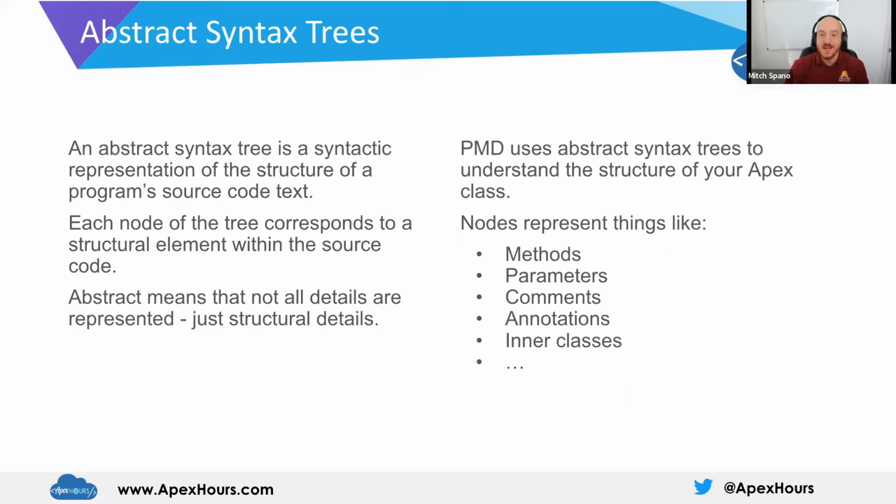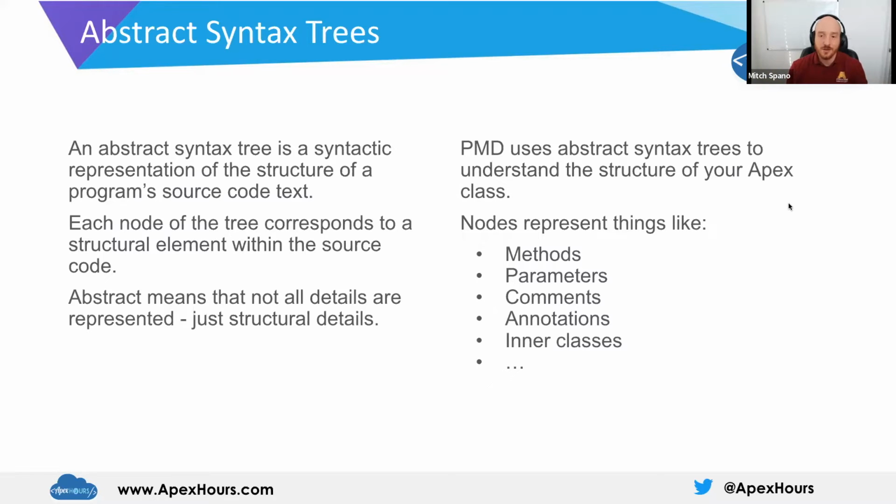So an abstract syntax tree is just a syntactic representation of the structure of a program's source code text. And each node within the tree corresponds to some element within the source code. And by abstract, we mean it doesn't have all of the details, it's just the core structure. So you get this tree structure, and the nodes represent things like parameters, methods, variable assignments, inner classes, annotations, comments. So you have this tree that basically breaks down the overall structure of the Apex class that you're looking at.